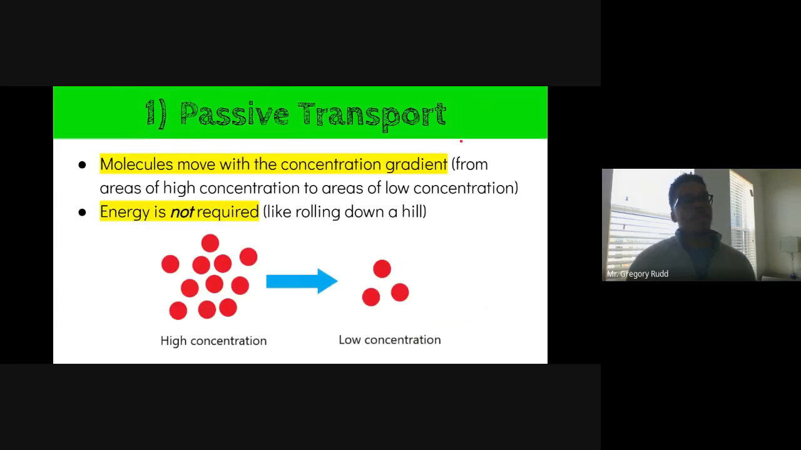So the first type of transport is called passive transport. Passive transport moves molecules from areas of high concentration to areas of low concentration.